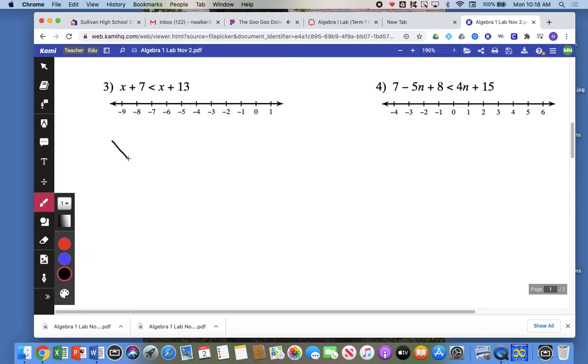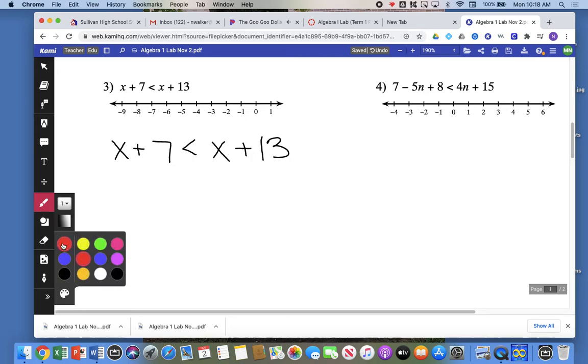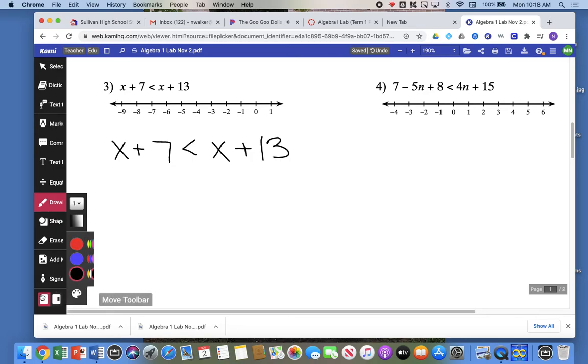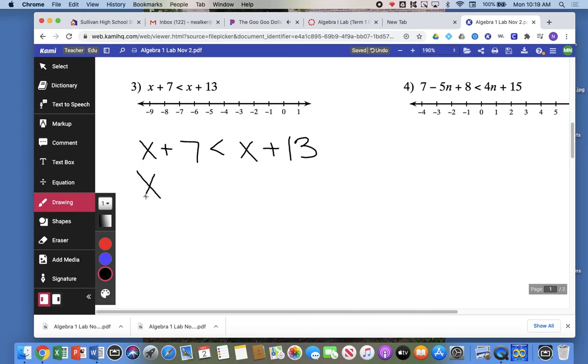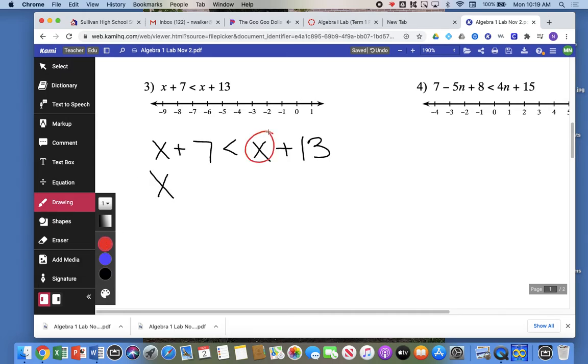All right, we have no parentheses, so we don't need to distribute, but we do need to rearrange because we have variables and numbers on the wrong sides. So what do we want to have on the left? All right, our x's. So I have this x. Now how do I bring this x over? Minus x. All right, how do I bring this positive 7 over? Okay, guys, what happens when you have x minus x? It becomes a 0. All right, what's 13 minus 7?